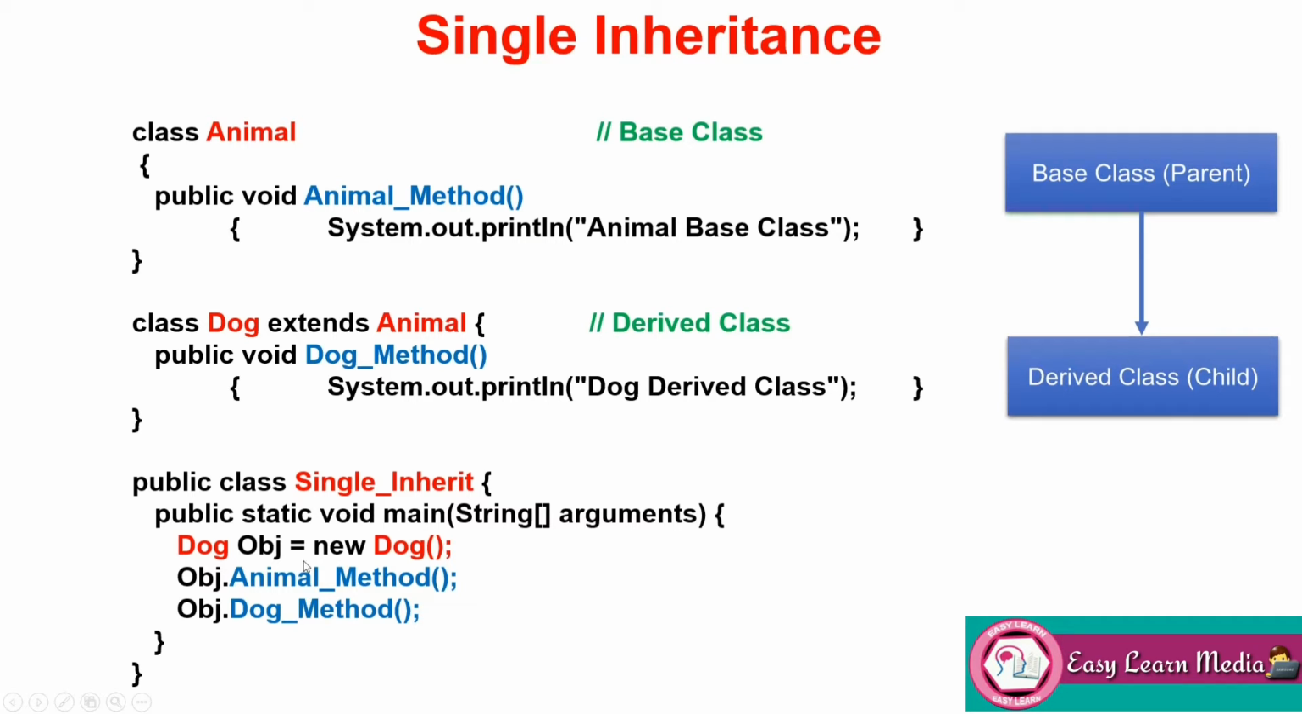Now we come to the main program. Here we are calling only the Dog class. Dog is a child class, not a parent class. We have created one object for the child class, and through that the parent class can be accessed. The animal_method is available in the parent class. We never created an instance for the parent class, only for the child class. With the help of the child we can access the parent, because the parent is inherited with the help of the extends keyword. Now let's see the output.